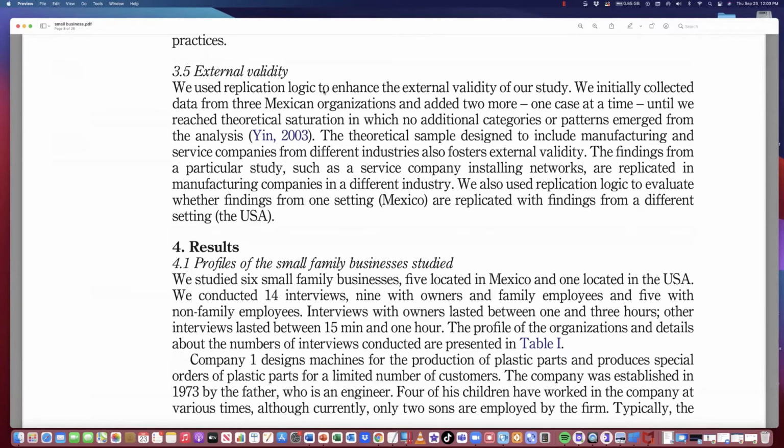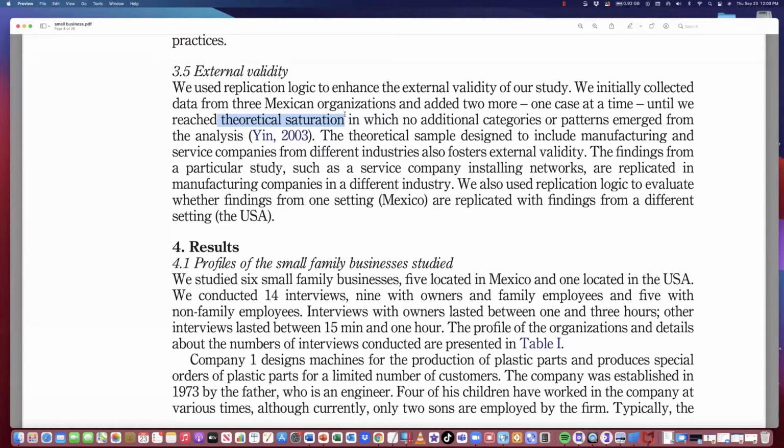So we initially collected data from 3 Mexican organizations and added 2 more, one case at a time, until we reached theoretical saturation. So you do that until you reach theoretical saturation. It's not like there's a specific number, but until you reach theoretical saturation in which no additional categories or patterns emerge from the analysis. That's Yin.